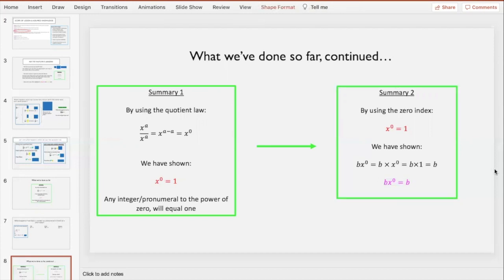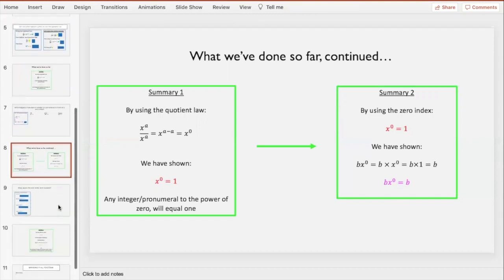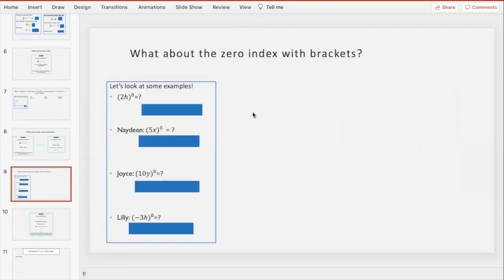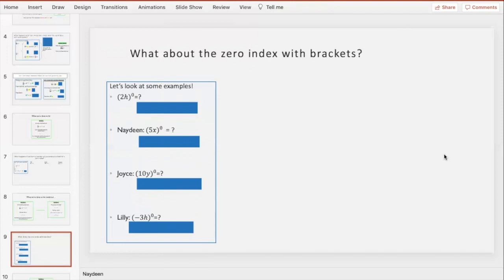If I had b times x to the 0, that would equal b because x to the 0 equals 1. All right, are we all good with that so far? Yep. Great. Thanks, girls. So what about the 0 index with brackets? It may look a little bit confusing, but don't worry, we'll go through it together.